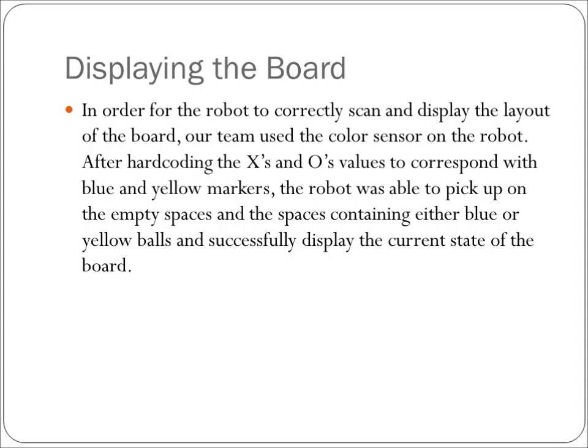Displaying the board. In order for the robot to correctly scan and display the layout of the board, our team used the color sensor on the robot. After hard-coding the X's and O's values to correspond with blue and yellow markers, the robot was able to pick up on empty spaces and the spaces containing either blue or yellow balls and successfully display the current state of the board.